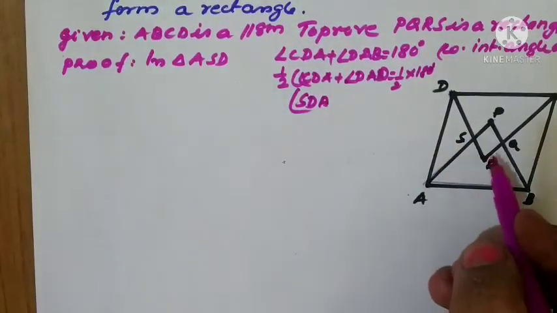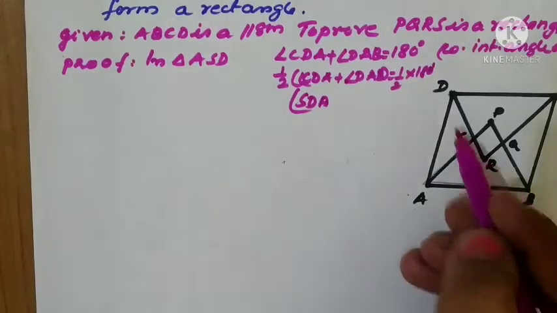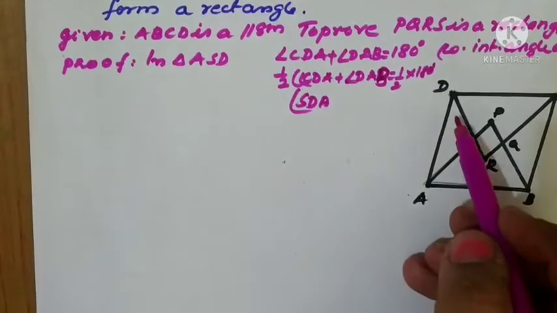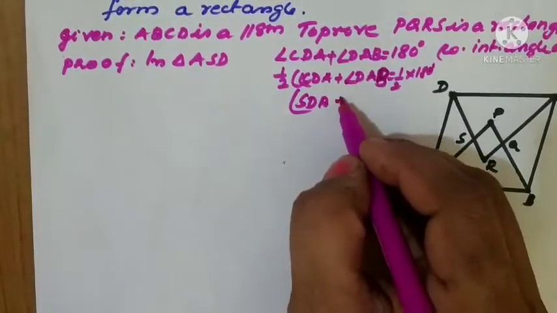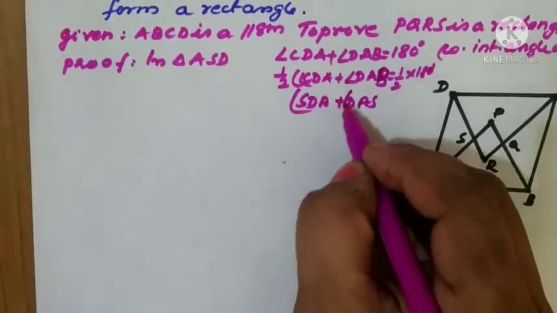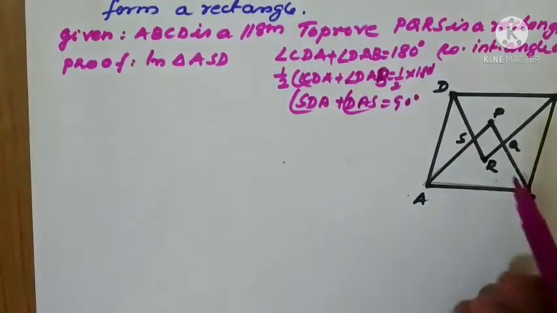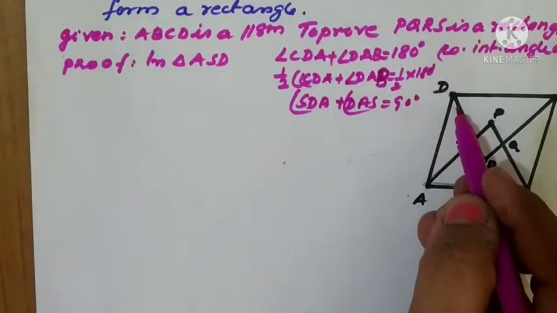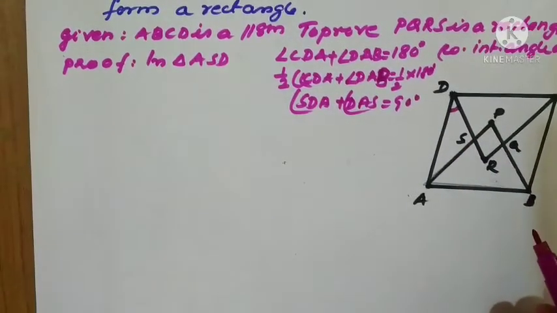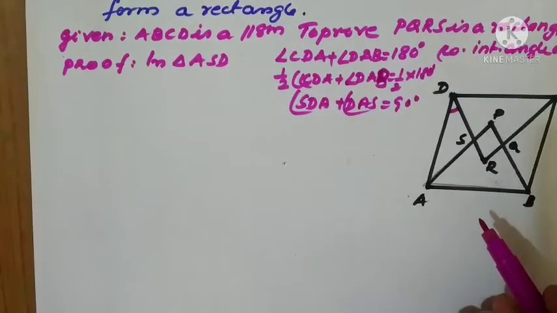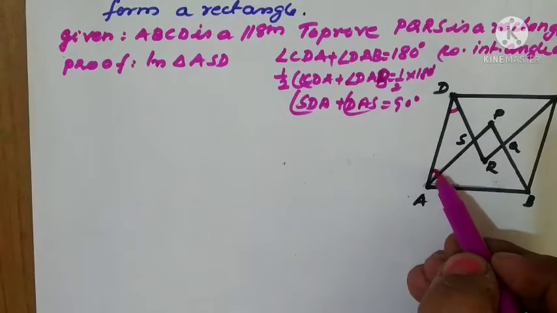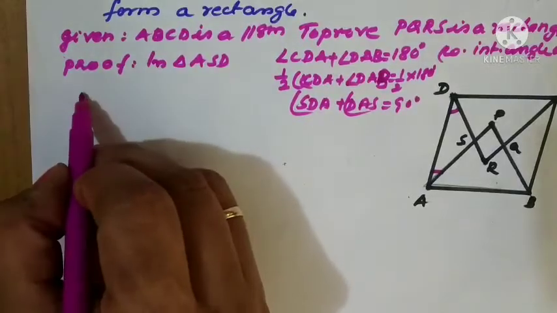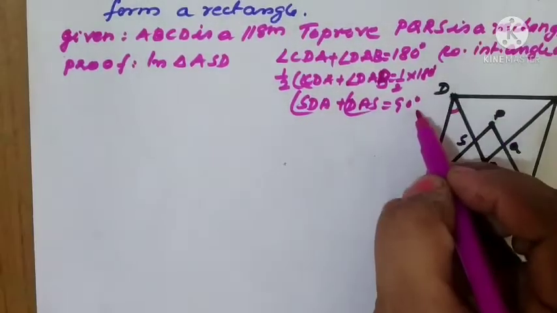Again half into DAB, it is B only. Half into DAB means DAS will come, equal to 90 degree. Got it? So in triangle ASD we got that SDA plus, the next angle, DAS, sum equal to 90 degree. We got here in triangle ASD, this equation number 1 I will write.